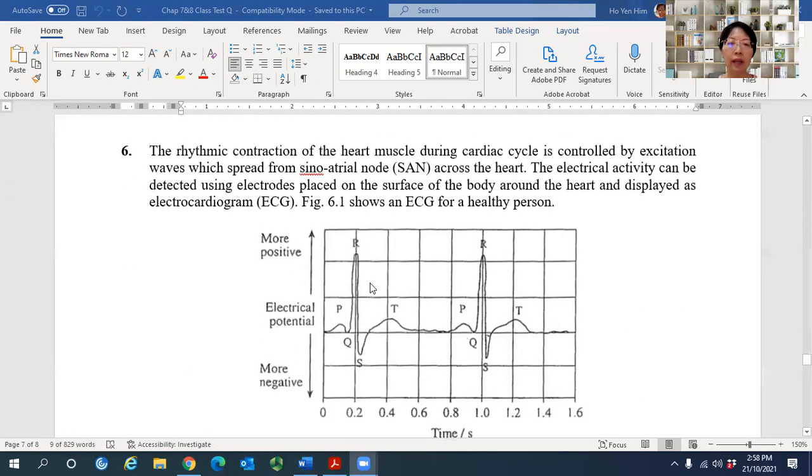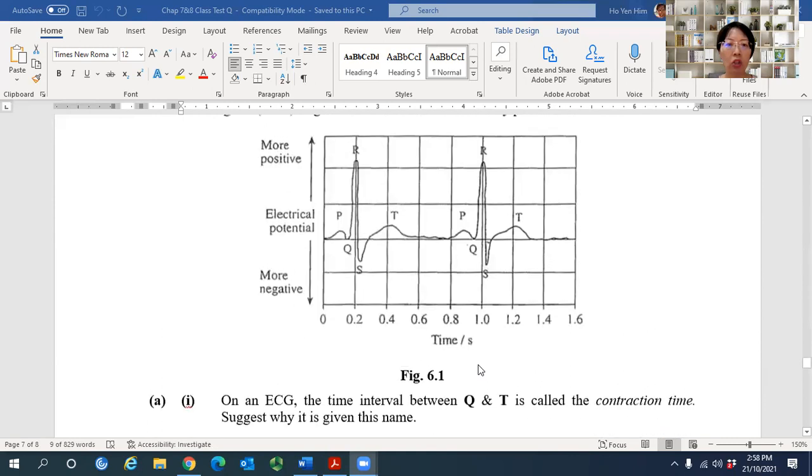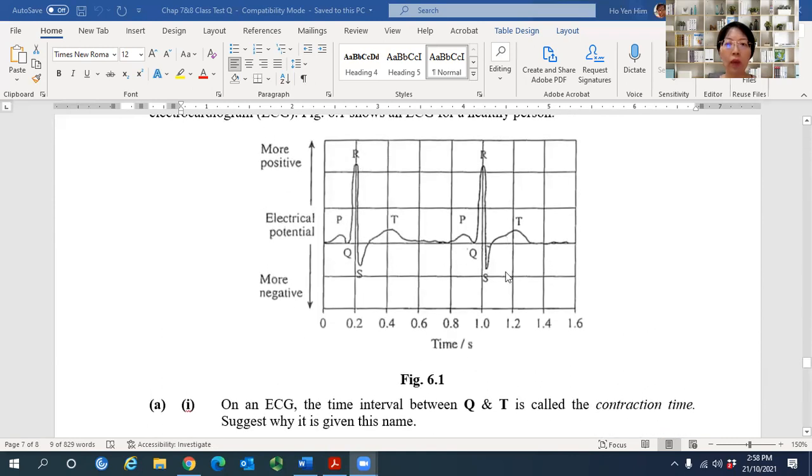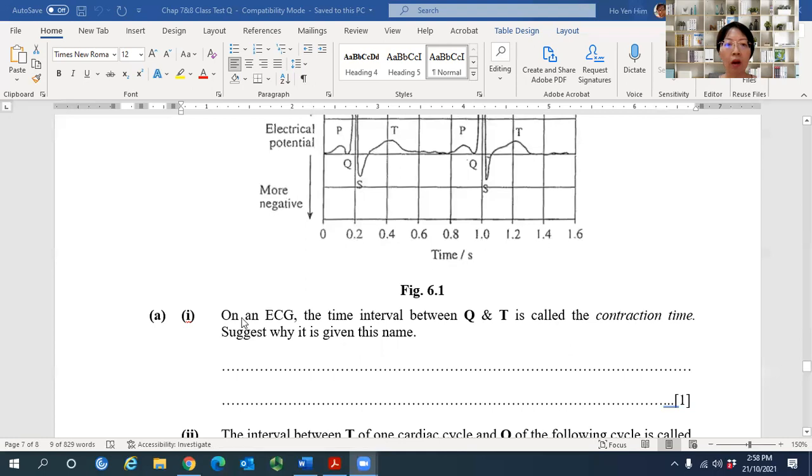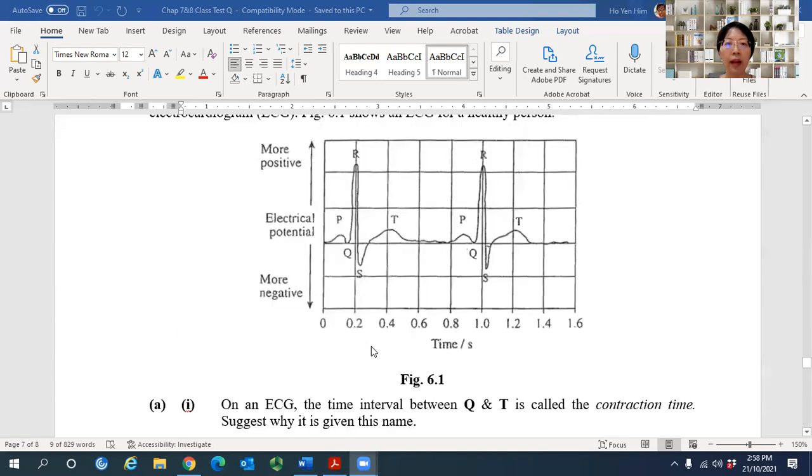So this is an excitation wave that is measured in ECG, right? So you get the PQRST wave according to the theory, right? The y-axis is electrical potential, meaning the voltage, and the x-axis is the time in seconds. So part A1: on an ECG, the time interval between Q and T is called contraction time. Suggest why it is given this name.